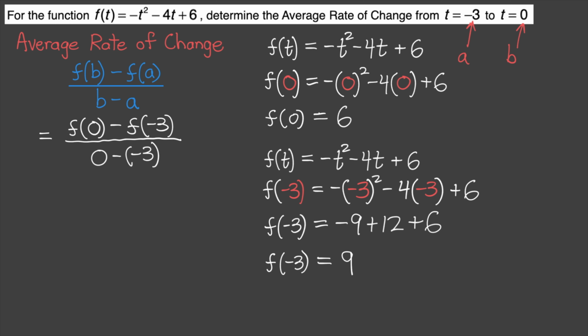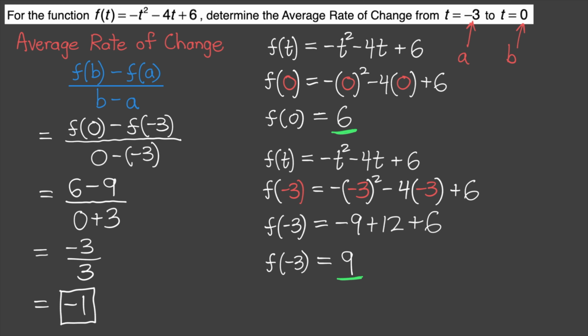All right, so now we can plug in our f of negative 3 value and our f of 0 value. So let's go ahead and simplify. F of 0 is 6 minus f of negative 3, which is 9, over, and then on the bottom we have 0 minus negative 3, which is really 0 plus 3. Right? Two negatives make a positive. And then we have on top 6 minus 9, which is negative 3. On the bottom is 0 plus 3, which is 3. We simplify. Negative 3 divided by 3 is just negative 1. So there is our answer.